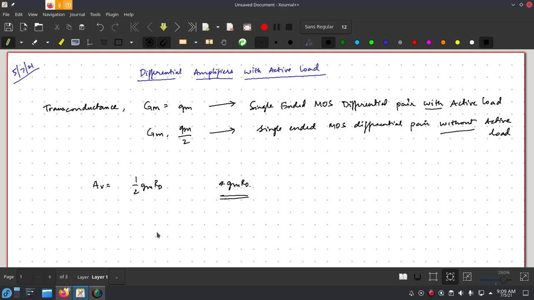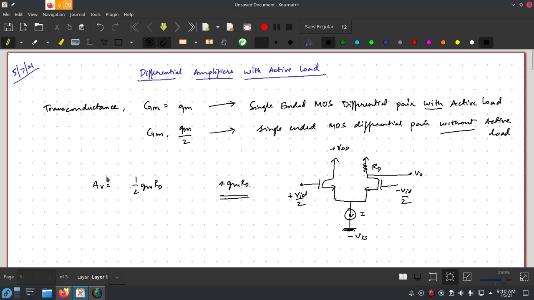So for the case of a single-ended output, we had a MOSFET like this, then another MOSFET like this. This is RD, this is output V0. This was a biasing source I. This is minus VSS, this was plus VDD. This is plus VID by 2, and this is minus VID by 2.